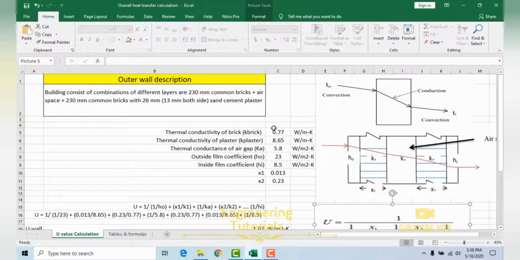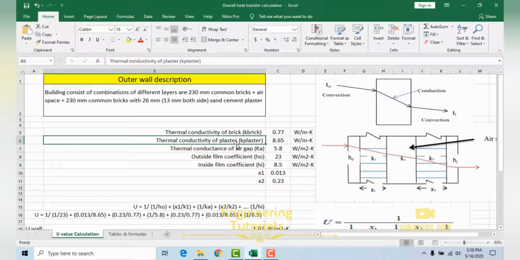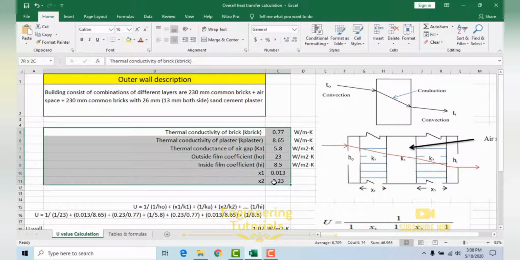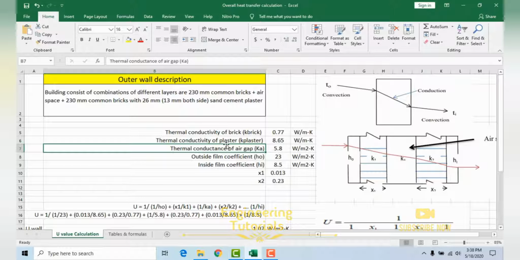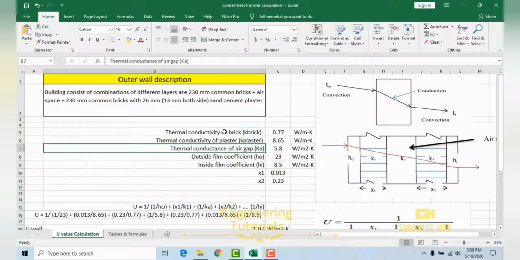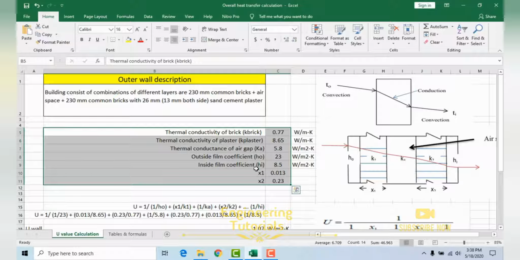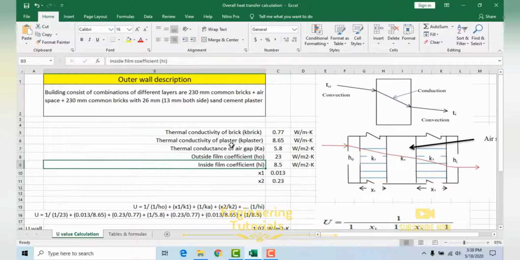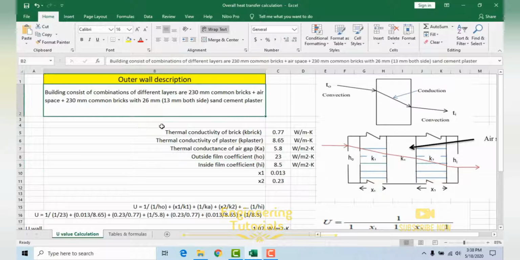So as you know the composition of the wall, these are the thermal conductance values which are given over here. These values you can find most probably in ASHRAE Fundamentals 1997 or any version. You can find the thermal conductance values. So you just need to pick these values and then calculate the overall heat transfer coefficient. So let's say we have this building composition, outer wall combination.